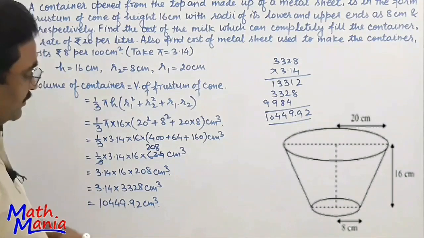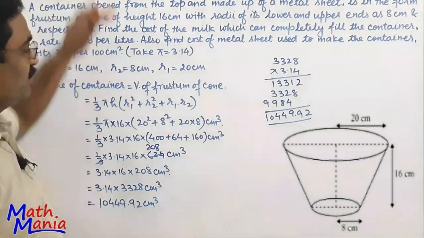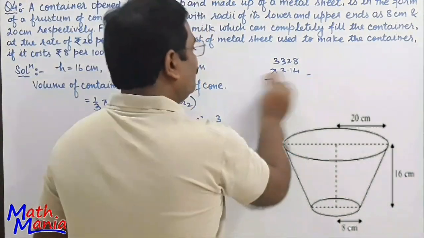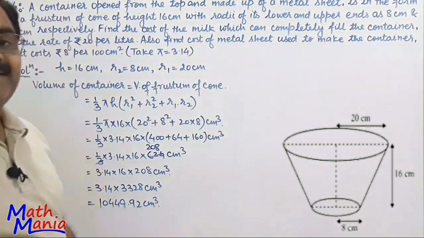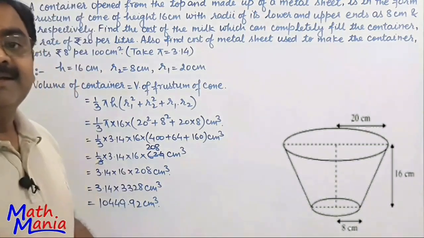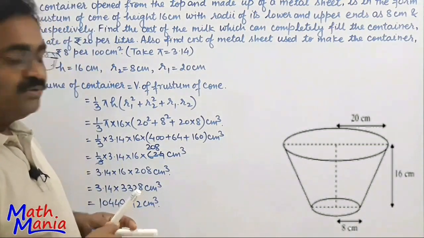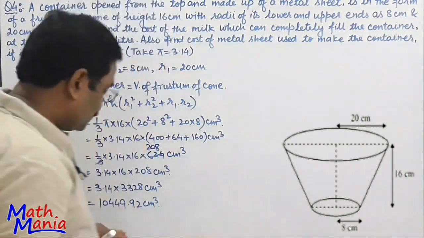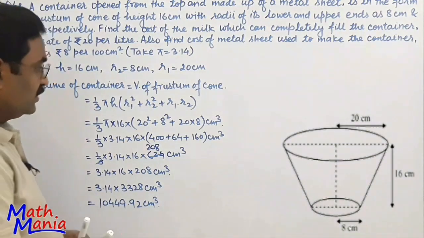This is in centimeter cube. So we need to calculate this centimeter cube in liter first of all, because we have to find out the volume of the container in liter, means what is the amount of milk that this container can hold. Since you know that 1 liter is equal to 1000 centimeter cube, this volume is divided by 1000.